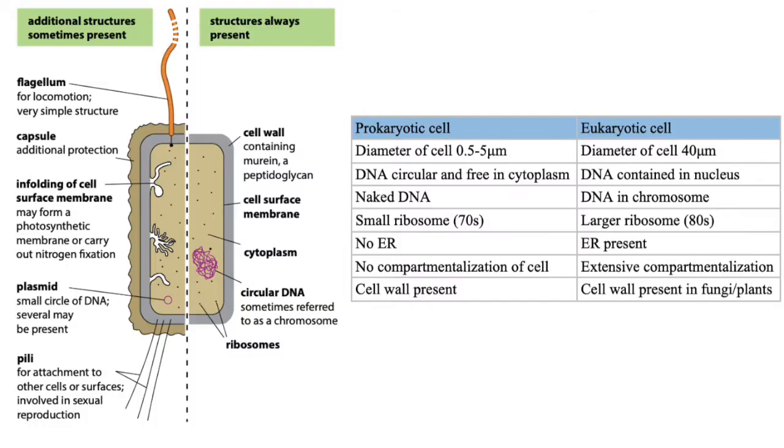Alright, so the image shows a prokaryotic cell. The structures that are always present in all types of prokaryotic cells are cell wall, cell surface membrane, cytoplasm, circular DNA, and ribosome. However, the structures that are not very abundant in many prokaryotic cells are the flagellum, capsule, infolding of cell membrane, plasmid, and the pili. The table beside shows the summarized version of the prokaryotic and eukaryotic cells.